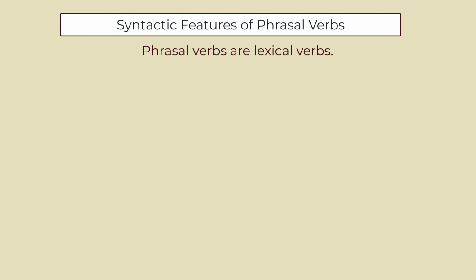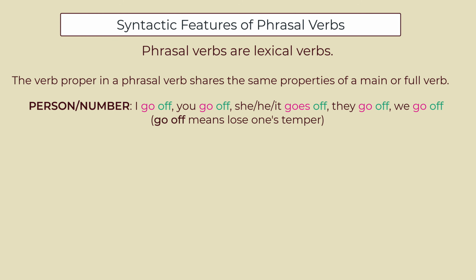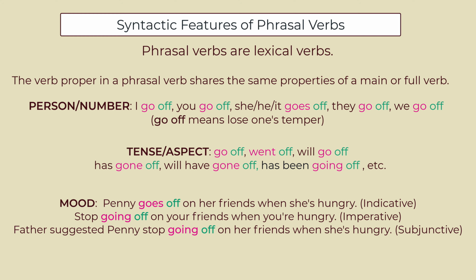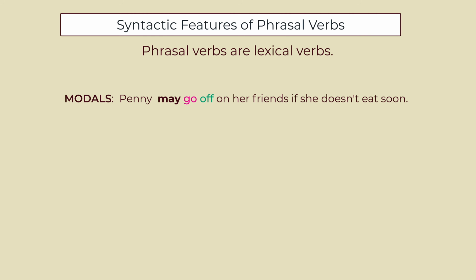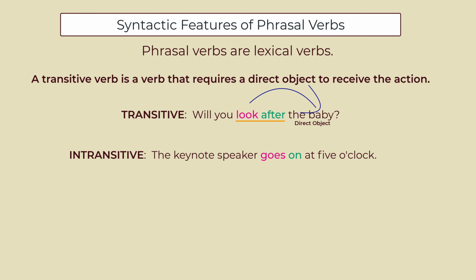Phrasal verbs are lexical verbs. This means that the verb proper in phrasal verbs shares the same properties of a full or main verb. Just like lexical verbs, phrasal verbs can be conjugated to show person, number, tense, aspect, mood. They can be used with modals or other auxiliaries. They can be found in both the active and passive voice. They can also be transitive or intransitive.